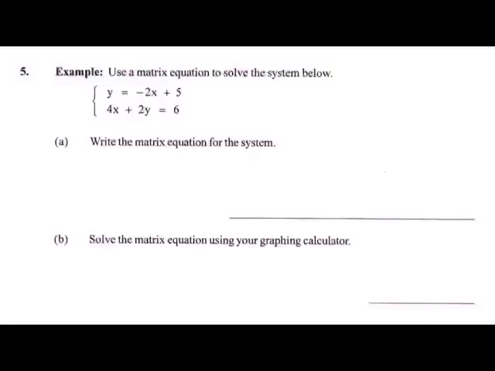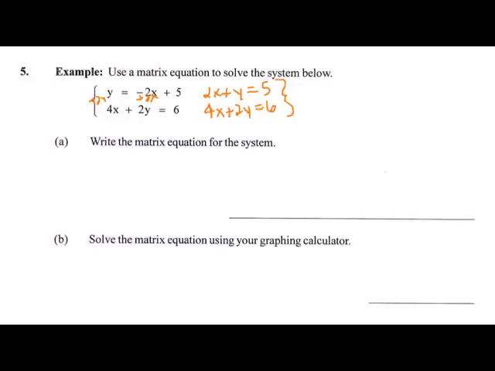Our final example, again, we're using a matrix equation to solve the system below. Now notice our system of equations needs to be in standard form. So our first equation right now is not, it is in slope-intercept form. So we first need to change it into standard form before we can set up our matrix equation. So we're going to add 2x to both sides. So that gives us 2x plus y equals 5. And then we still have 4x plus 2y equals 6.